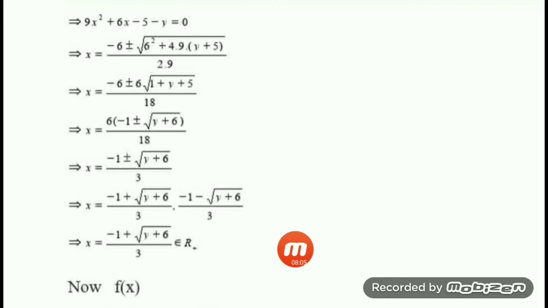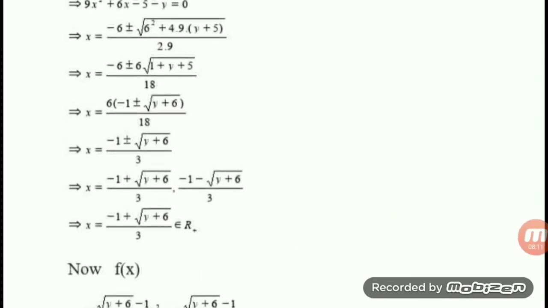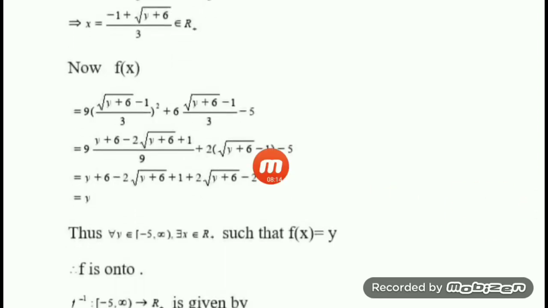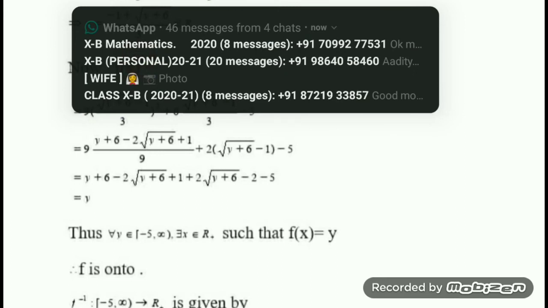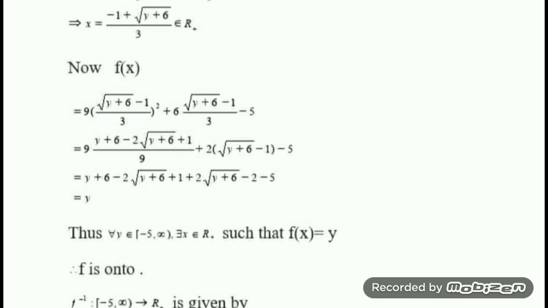So we have seen that corresponding to one value of y, we have got a value of x. Now our next step is to show that f(x) = y. So what is f(x)? f of x means f of root over this expression. Now you have to substitute these in the definition of your function. Your function definition is 9x² + 6x − 5, where x is this one.